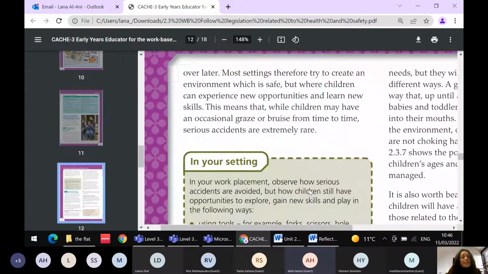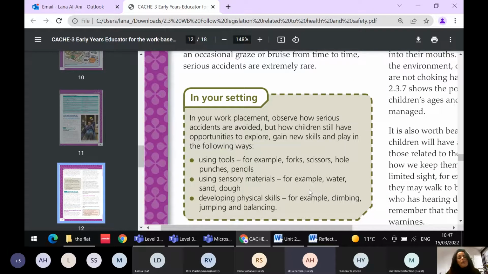Most settings, therefore, create an environment which is safe for the child. That's why we need to do a risk assessment. Children should have lots of activities, but in the meantime, they should minimize the risk to the least, or make accidents extremely rare. So they have to do the risk assessment.